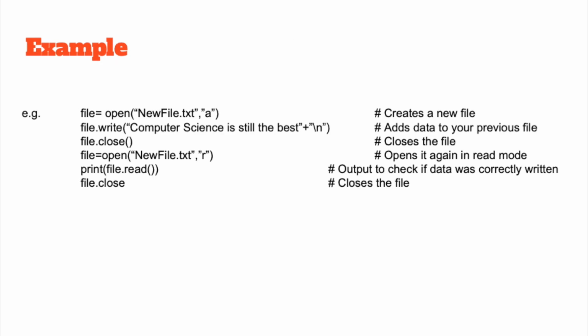So let's look at an example. Here we open the file in append mode. We write "computer science is still the best\n", and then we close the file. We open the file in read mode. We print the file out and we close the file at the end. Now this should output "computer science is the best", which was the original line, and then another line which says "computer science is still the best". So it appends to the existing file rather than overwriting it.